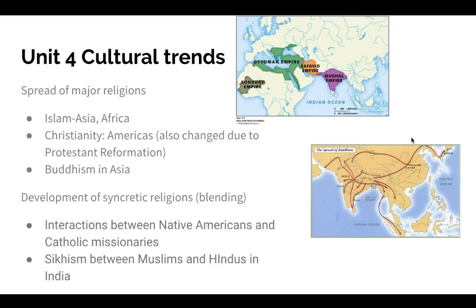And part of the phenomenon of those religions spreading is the development of syncretic religions. And syncretism is a good word to know. It's usually used for religion: when a religion spreads, like Christianity to the Americas, it sometimes can blend with a local religion and create something new. One of the reasons that in Latin America saints are so important in the Catholic faith is that it was a kind of syncretic way to adopt Christianity and maintain a focus on the idea of there being a god for different things, like a god you could pray to for the crops, for instance. And then we have Sikhism as an example of syncretism between Islam and Hinduism, and that's in India.